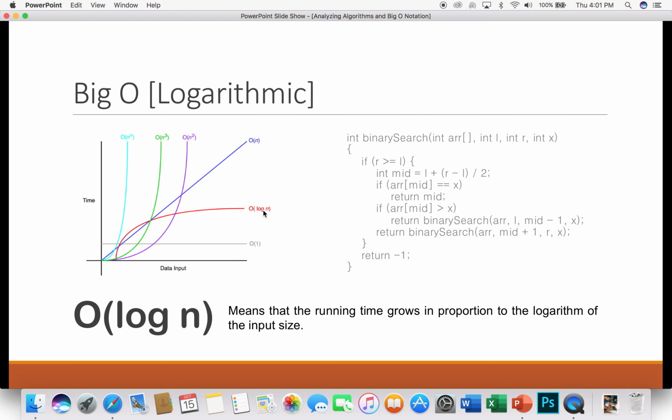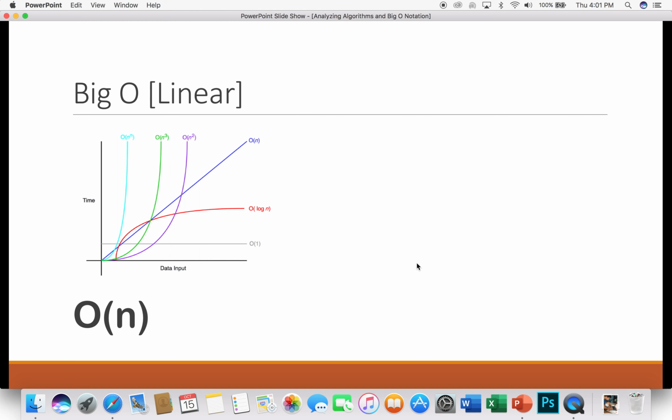Pag sinabi kasi nating logarithmic, ito yung kabaliktaran ng exponent. So, imbis na dumodoble siya, we are dividing. You can review your mathematics. Ano nga ba yung logarithmic na tinatawag? Okay? Next tayo. The linear.